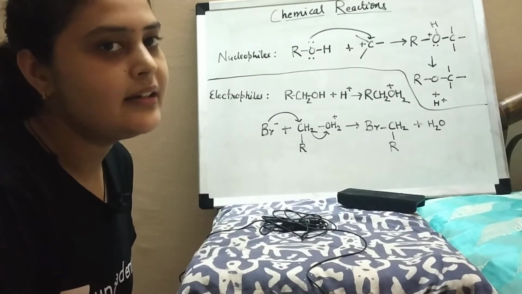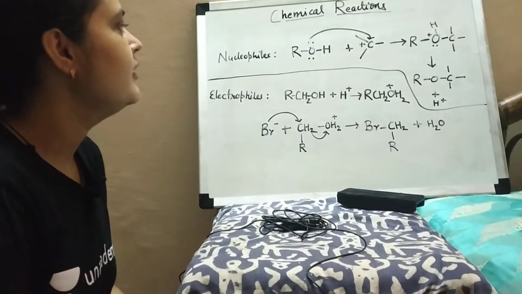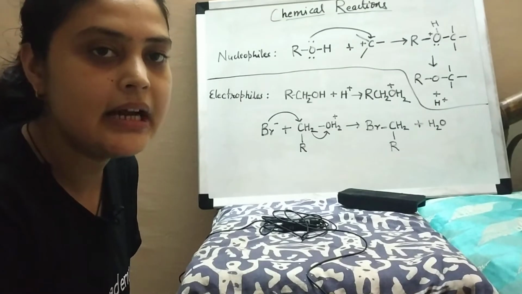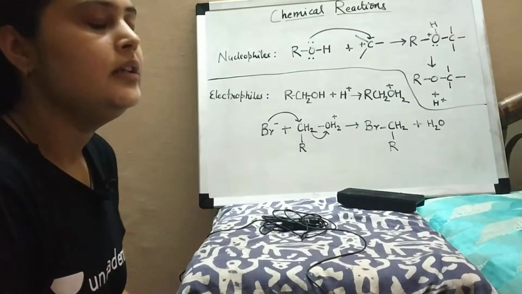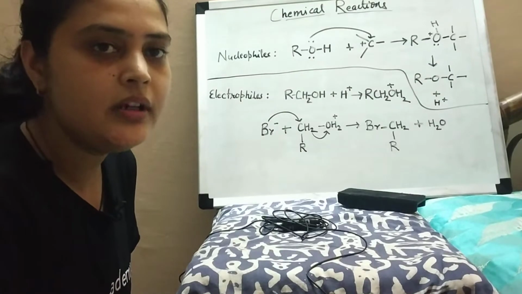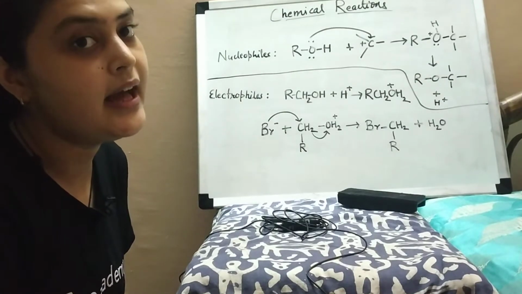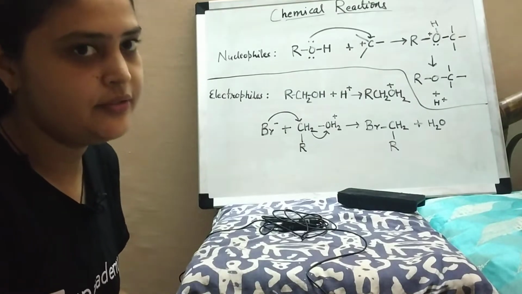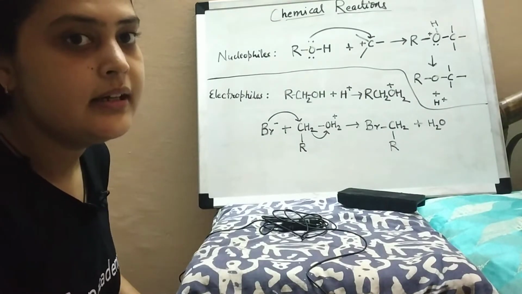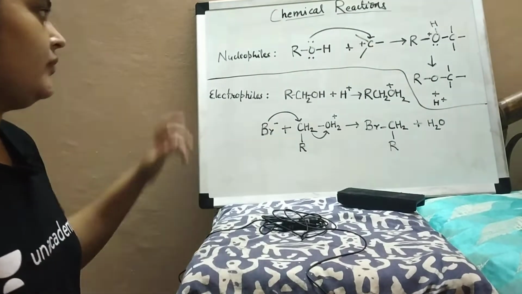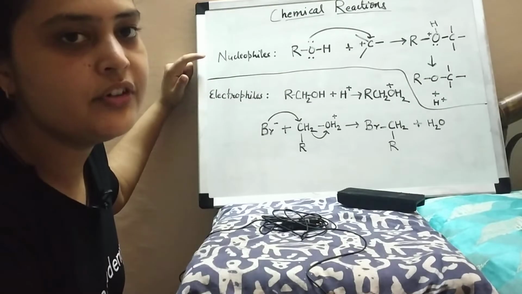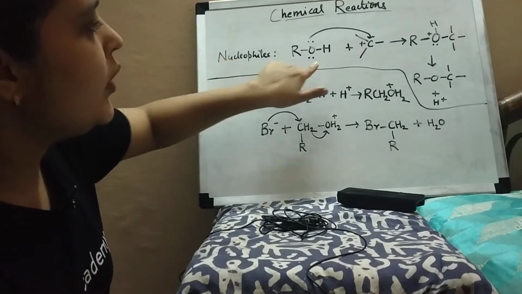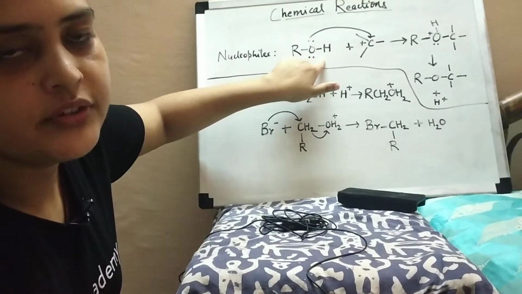So let us start our topic. First we'll see how alcohols react as nucleophiles. Basically, alcohols and phenols can react as nucleophiles as well as electrophiles. First we'll see them as nucleophiles. When alcohol and phenol react as a nucleophile, the OH bond of the alcohol or phenol is broken down.